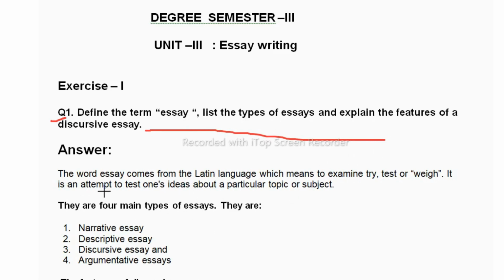The word essay comes from the Latin language, which means to examine, try, test, or weigh. It's basically used to test one's ability or to see the idea about a particular topic or subject. So there are four main types of essays. They are narrative essay, where you narrate a story or any event; descriptive essay, where you describe something; discursive essay, which we have discussed, where you have to show both the points, positive and negative; and in the argumentative essay, you have to take one stand. You can take a stand here.